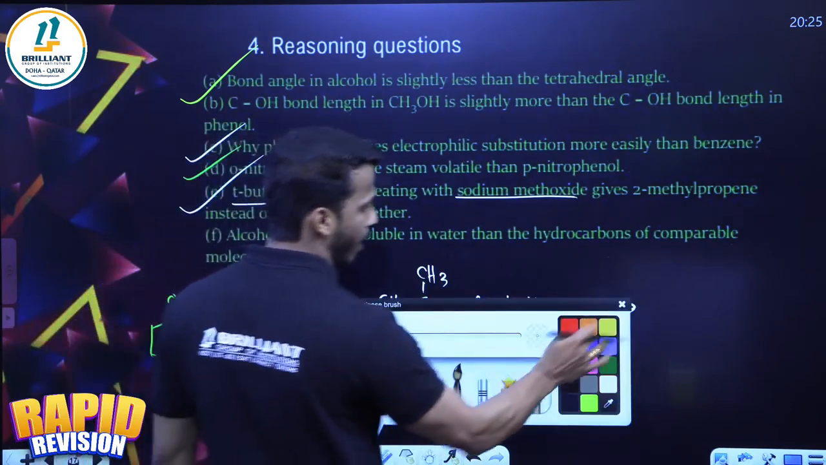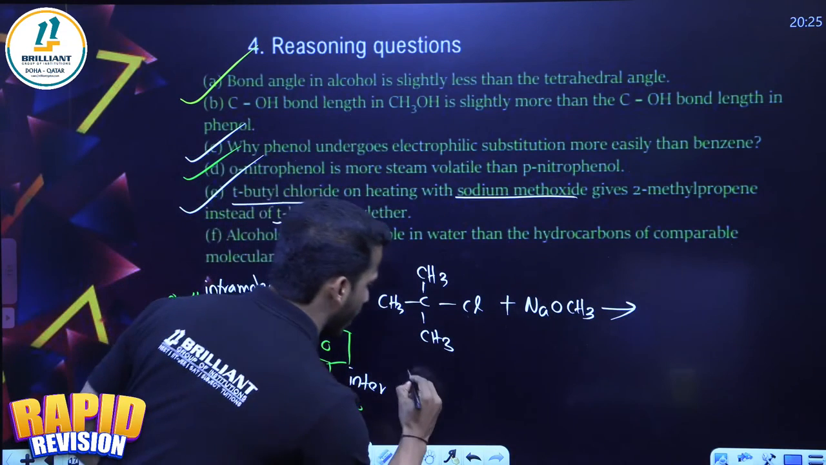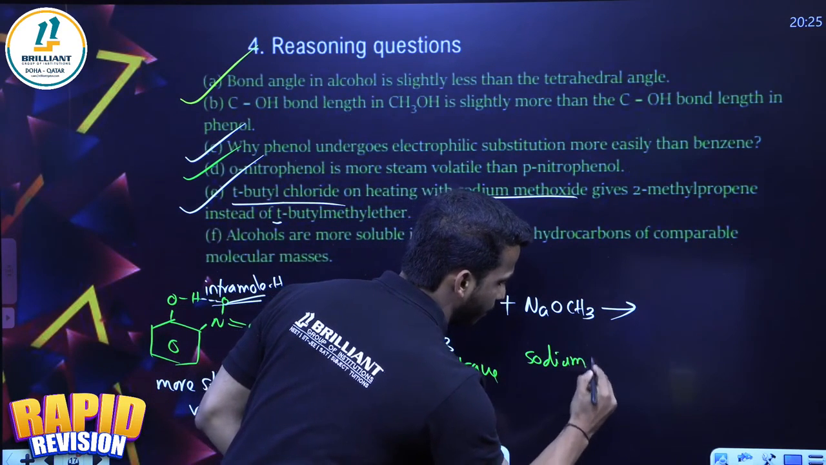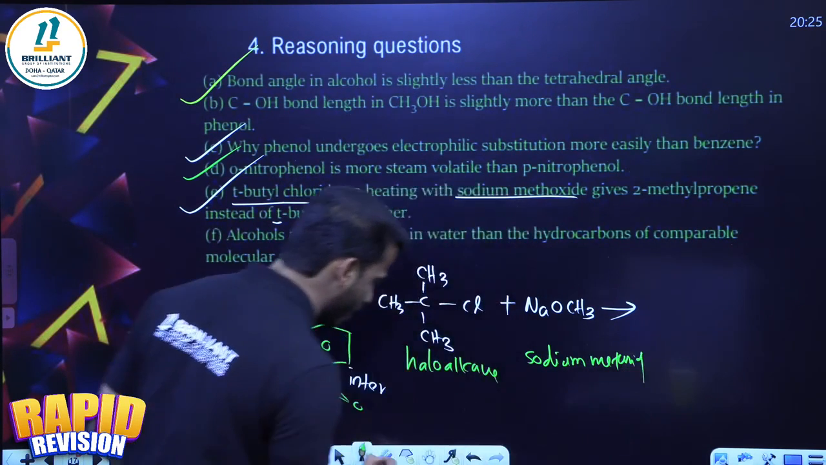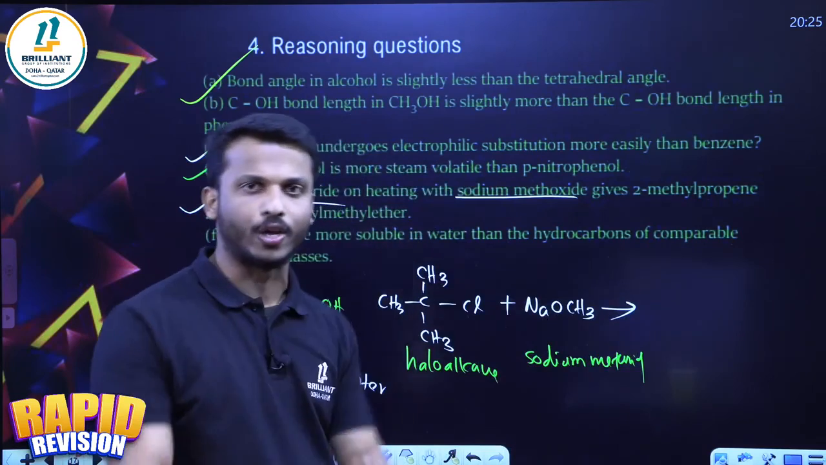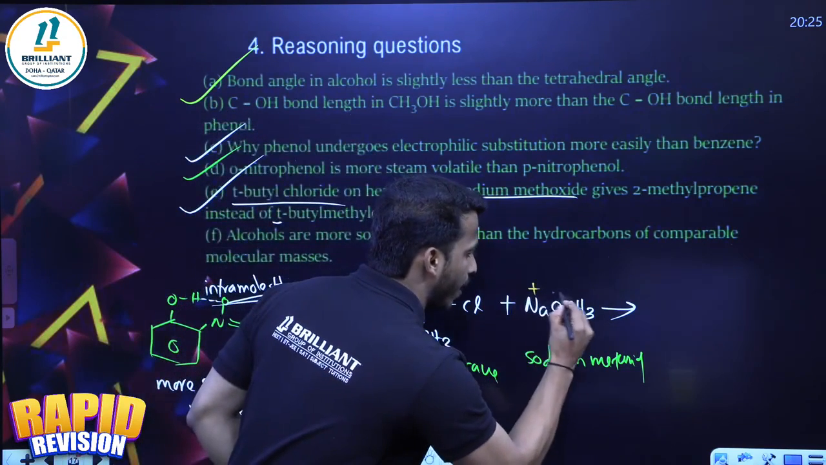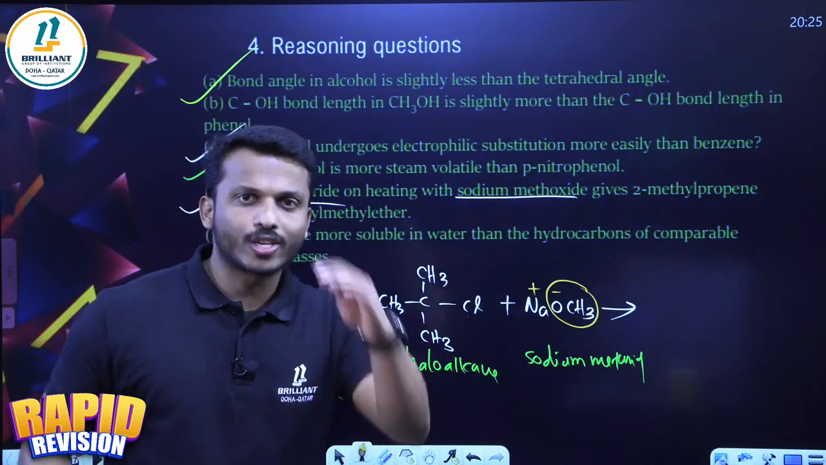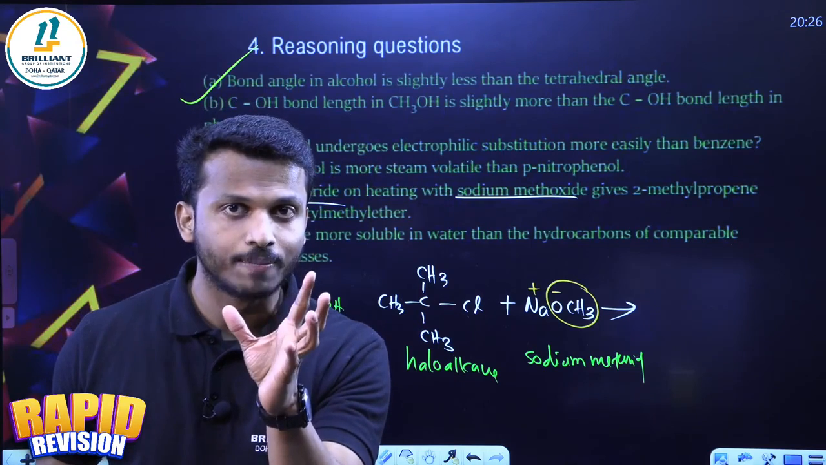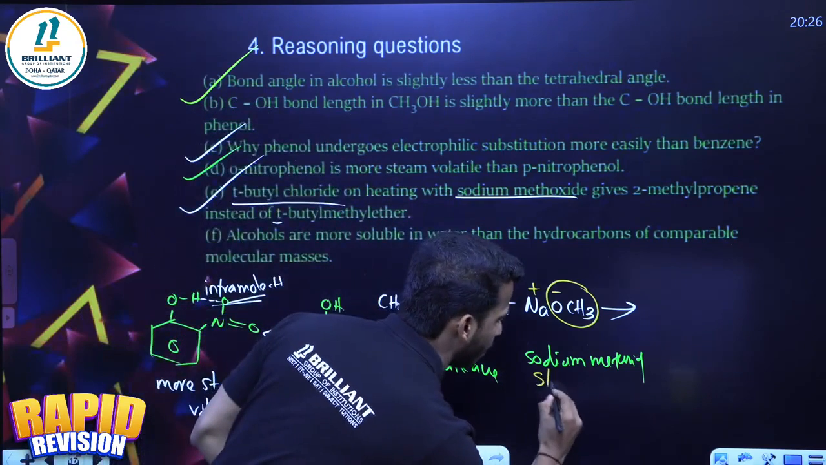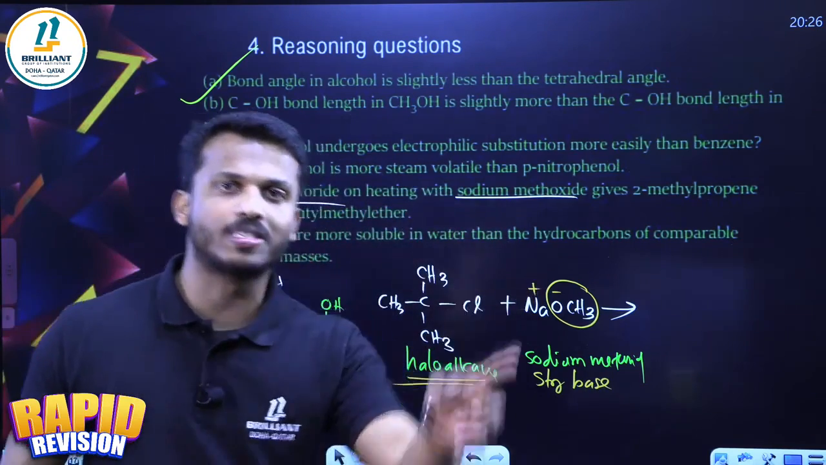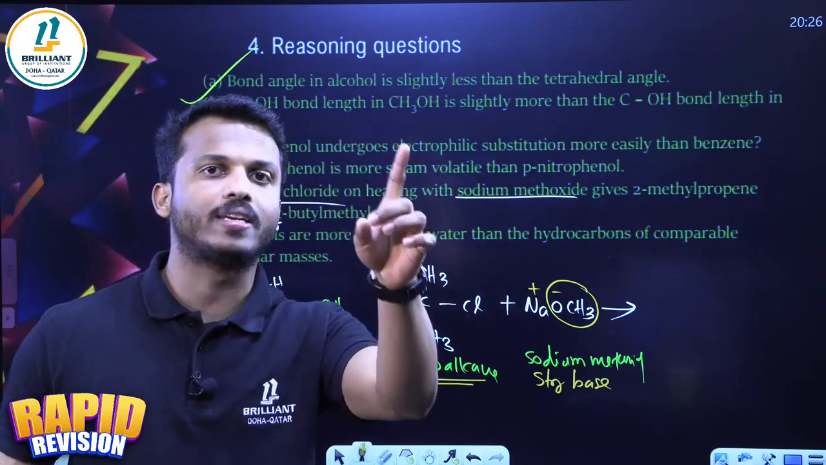Absolutely. Why? Dear all, it is not Williamson synthesis. It is your haloalkane, and this is your sodium methoxide. We studied this already. If the sodium alkoxide part is a smaller group, it normally acts as a strong base. So in the presence of a strong base, our haloalkane does not undergo Williamson synthesis. Instead of that, it undergoes beta elimination.